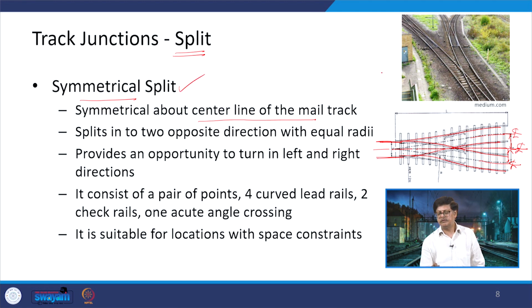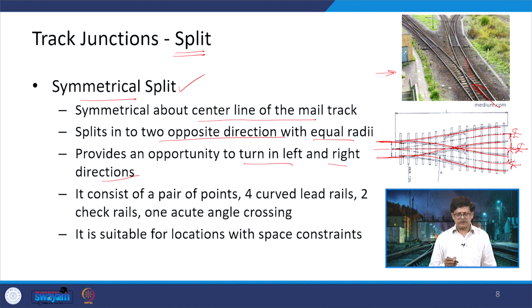You can see in the photograph also that the main line is coming from this direction and then it is getting split into two parts. The split is into two opposite directions with equal radii, which provides an opportunity to turn in the left and right direction. So, whichever direction requires connectivity, accordingly this is going to happen.